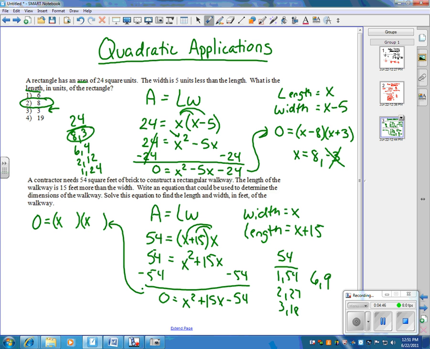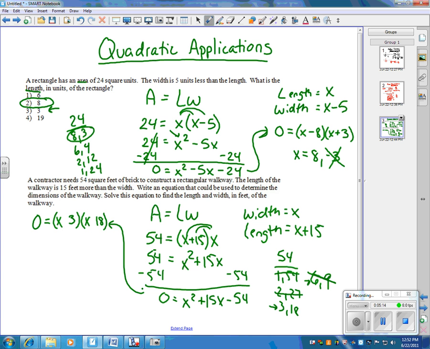So for that reason, it could be either one of these two, 6 or 9 or 3 or 18. I know it's not going to be these. But if I look more closely, I notice I got a negative 54. And I have to get a negative answer. That means one of them has to be negative. And I'm not going to get a 15 if one of these two, 6 or 9, is negative. So I can cross that out. We're going to have to use 3 and 18.